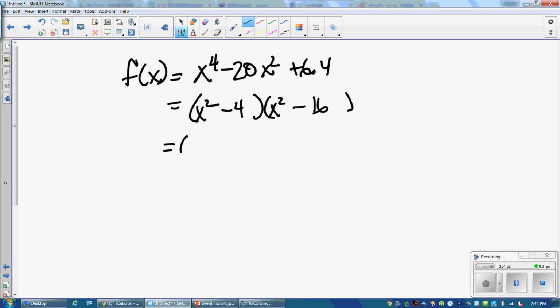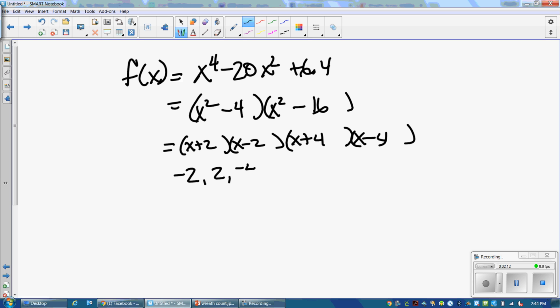Now this can be factored again. It'd be x plus 2, x minus 2. And this can be factored again. It'd be x plus 4, x minus 4. So my zeros are negative 2, positive 2, negative 4, and positive 4. And they all have a multiplicity of 1, which means I'd have that factor one time. If I had two factors of x plus 4, then I'd say that negative 4 has a multiplicity of 2. It happens twice, but each one of these only occurs once, so they all have a multiplicity of 1.